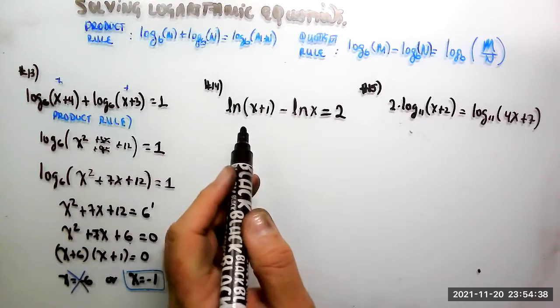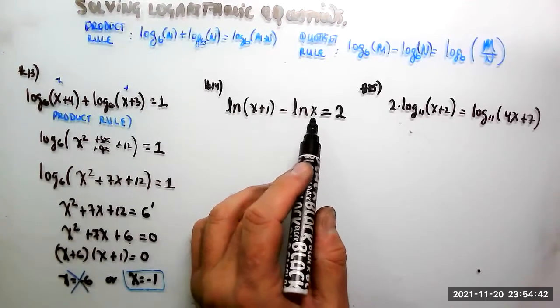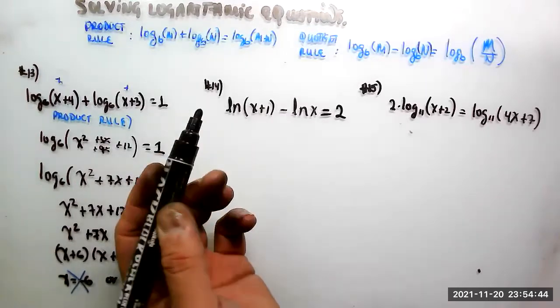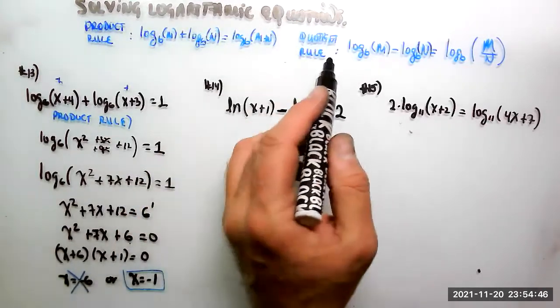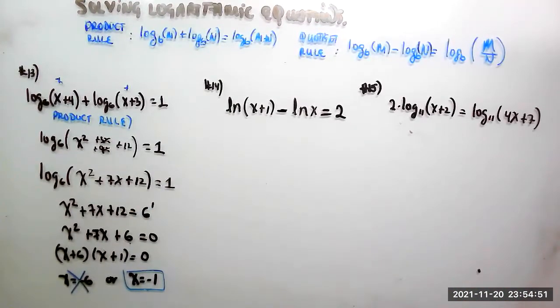Let's do example number 14. ln of x plus 1 minus ln of x equals 2, same base, in this case e. Difference, we subtract as per the quotient rule.